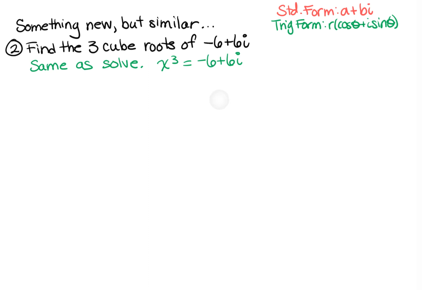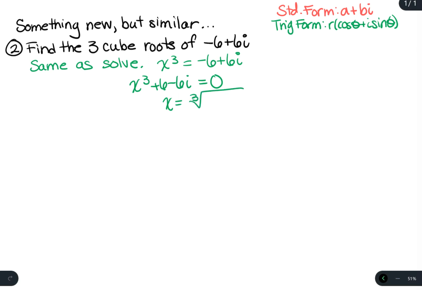I could move it over, so make it equal to 0, because we see a lot of times polynomial equations are equal to 0. So x cubed plus 6 minus 6i is equal to 0. So again, this is the same thing. These are all asking us to find the cube roots of negative 6 plus 6i. All of these ask you to do the same thing.